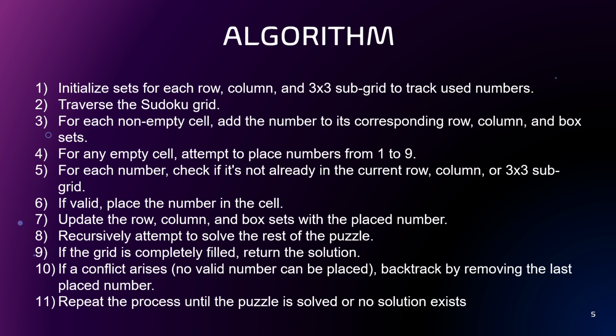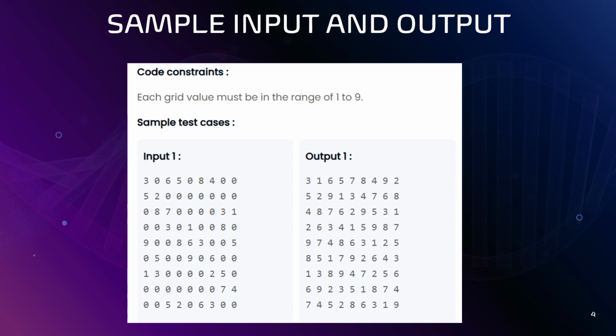Otherwise, if a conflict arises, that is, no valid number can be placed, which I have discussed now, we will be backtracking by removing the last placed number. This is what I have discussed in the working there. After that, we will repeat this process until the puzzle is solved or no solution exists. There will be a case where the pre-filled values in a board are such that we will have some valid solution. In such a case, we will be returning a valid board like this.